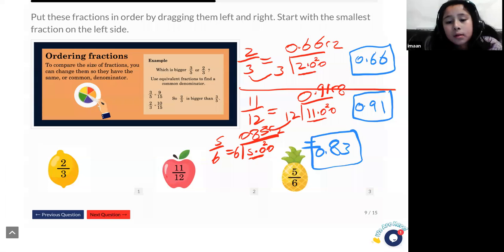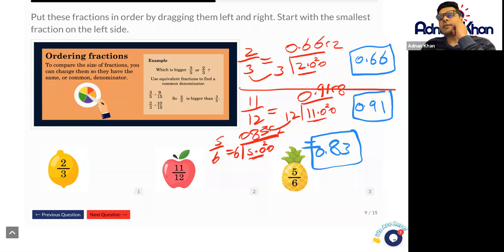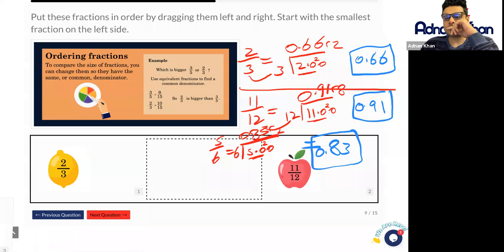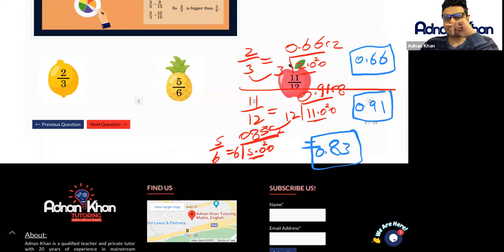Just swap. Yeah. The one that's in 2 and the one that's in 3 over. Yeah, so 2/3 is the smallest, because 2/3 stands for 0.66. 5/6 is in the middle, because 5/6 stands for 0.83. And then 11/12 will be the biggest, because 11/12 stands for 0.91. So we're just going to move them across like this. Okay. Good.